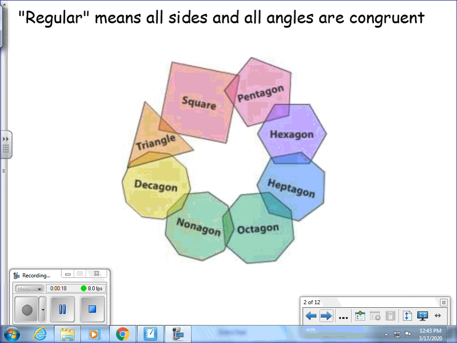Regular, what does that mean? It means that all sides and all angles in the shape are congruent. So here are some examples of regular polygons.